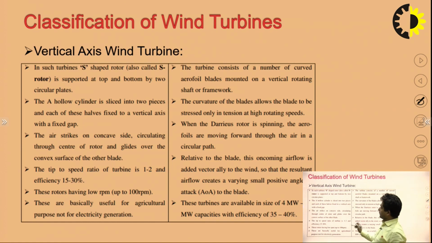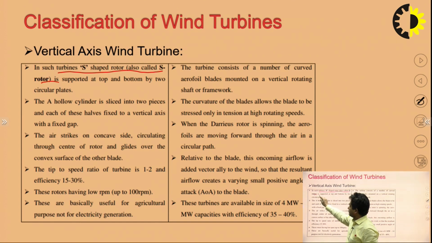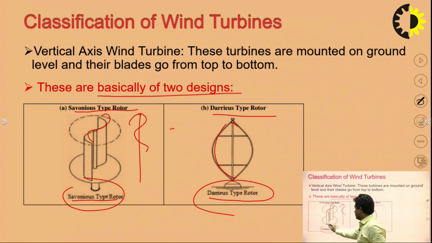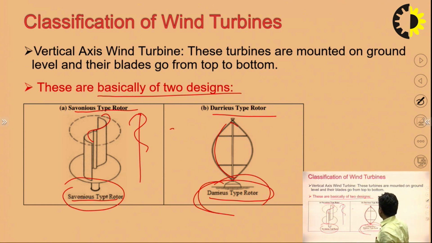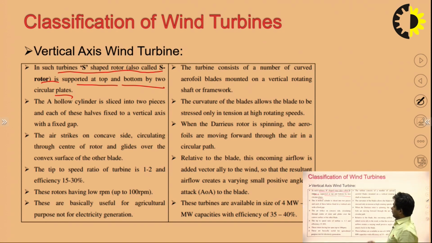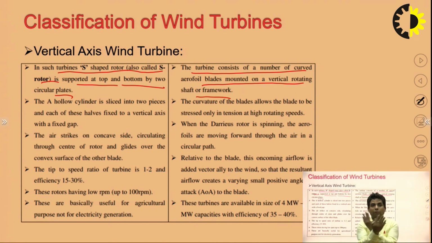Further we can see here, in such a turbine what will happen? S shaped rotor, also called S rotor. Savonius S type, Darrieus D type. तो ये आपका क्लियरली S shape आ रहा है. It is supported at the top and bottom by two circular plates, and in the case of the D type, the turbine consists of a number of curved airfoil blades mounted on a vertical rotating shaft or a framework. Covered किया हुआ पूरा.